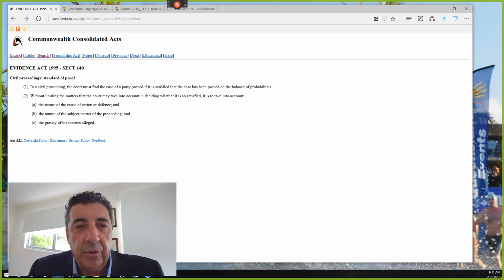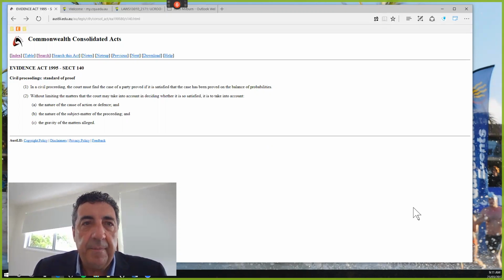The court is entitled to demand more evidence of better quality in circumstances where the gravity of the matters alleged is greater. If you have a very small matter involving a small amount of money, then the court may well say, look, the evidence that you've produced is fine, I don't need any more than that. But if you're dealing with a very substantial matter, a ship, a liner going down in the Mediterranean, then you really need to take into account the whole of the circumstances and consider the gravity of the matters alleged in coming to a decision.